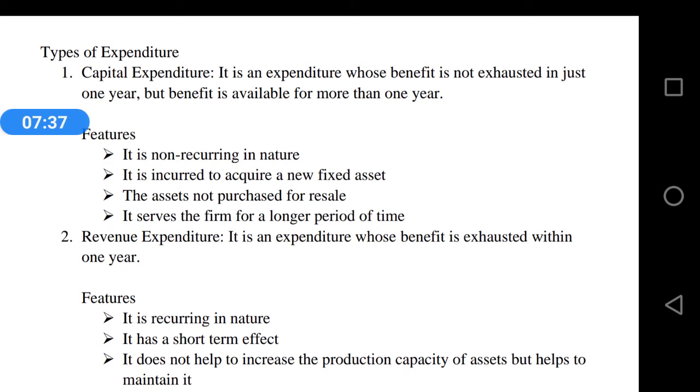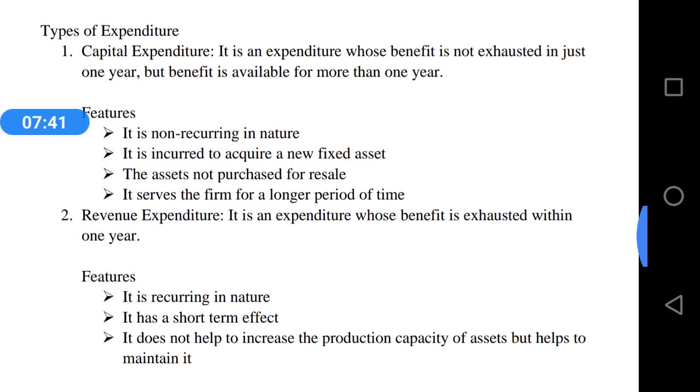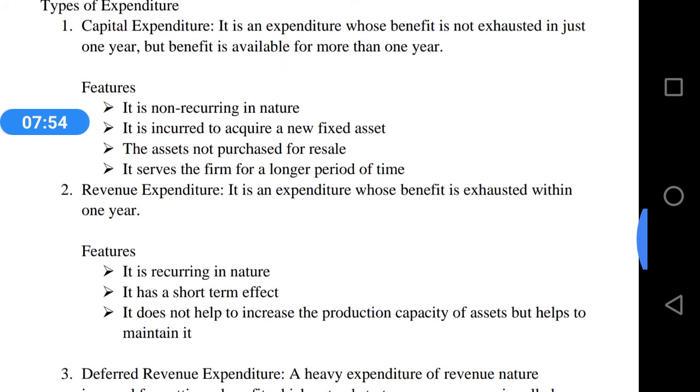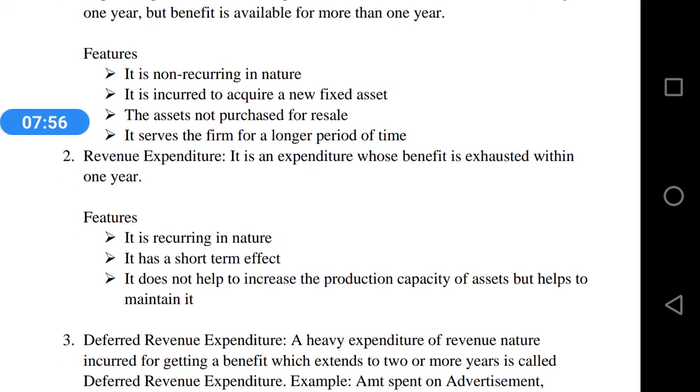Okay, payment made as salary. So monthly or weekly we have to pay the salary to get the benefit from that employee, right? So it is recurring in nature. It has a short term effect. It does not help to increase the production capacity of assets but helps to maintain it. Okay, so revenue expenditure does not help to increase the production capacity of assets, but it helps to maintain it.